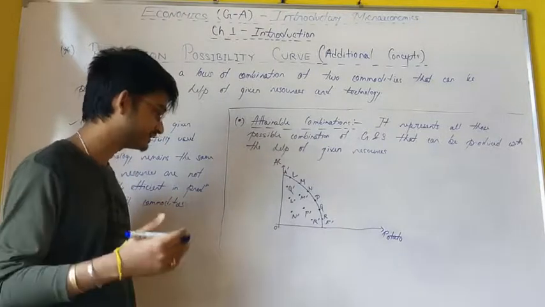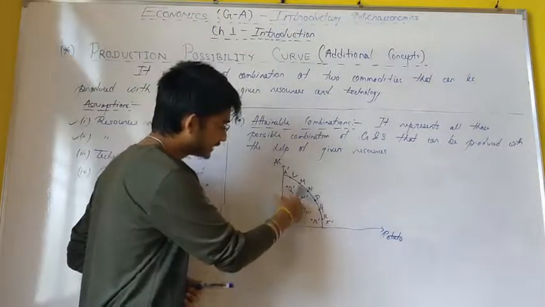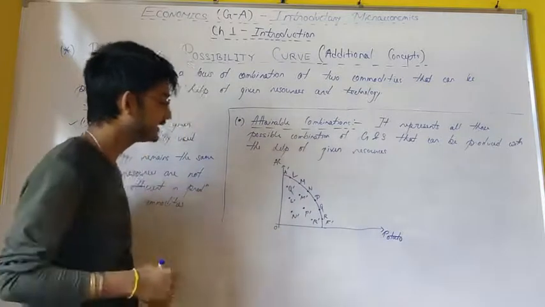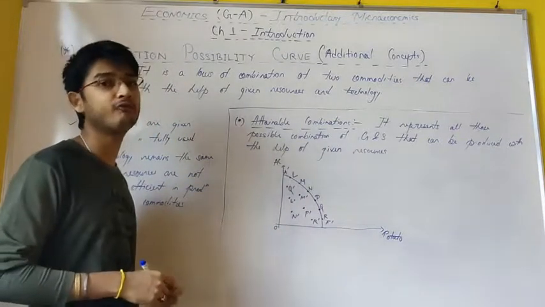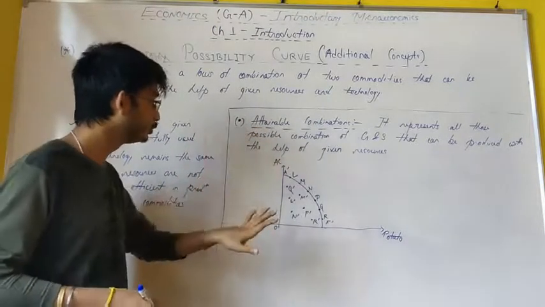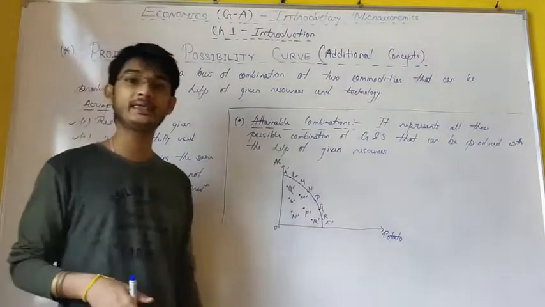attainable combinations. But here the problem is that all these dash points which are lying inside the PPC, the problem here is that on these points resources are not getting fully utilized. Although they are my attainable combinations, true, but resources are not getting fully utilized.